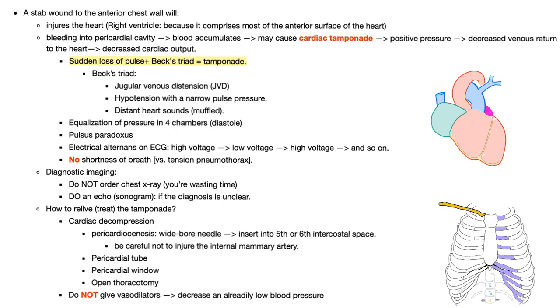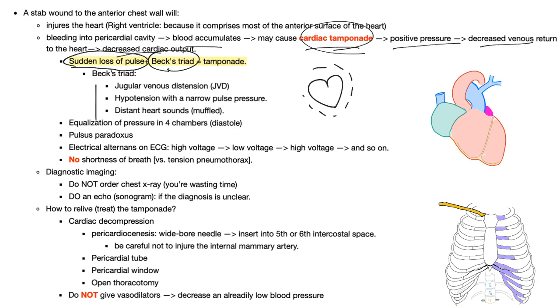Let's talk about the tamponade. Cardiac tamponade, blood accumulates forming the tamponade. Positive pressure decreases venous return, decreases cardiac output. Cardiac tamponade equals sudden loss of pulse plus the Beck's triad. What is the Beck's triad? Jugular venous distension. So here's your heart. You have lots of fluid around your heart.